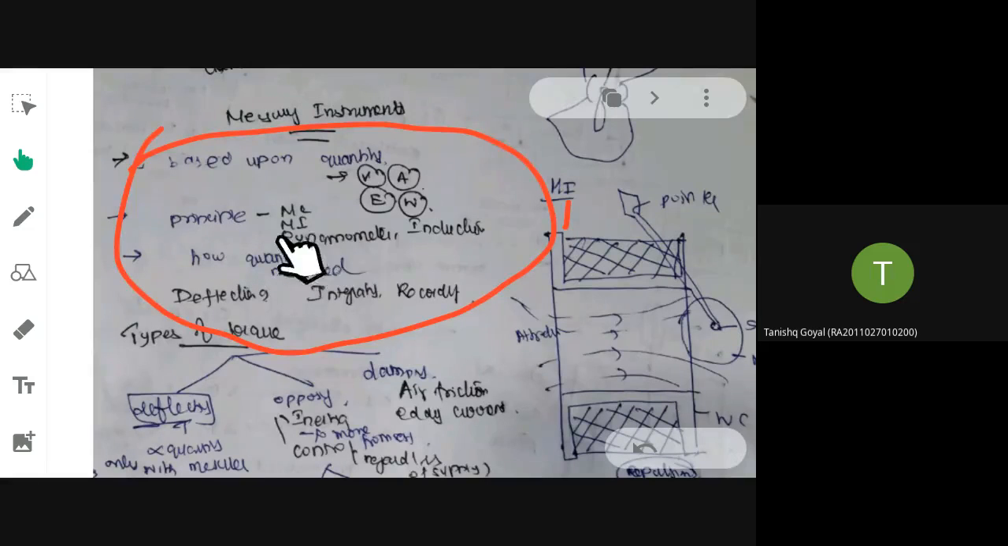Next comes how to classify instruments based upon the working principle. On the basis of working principle, what are the various categories that you have? Moving coil and moving iron, dynamometer, induction type. So this is how you will be classifying instruments based upon the principle of operation. Next, the last classification is how the quantity is being measured. On how the quantity is being indicated, you have another set of classification: deflecting, integrating, and recording.